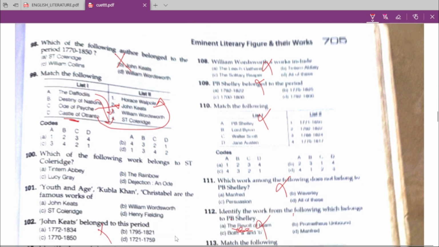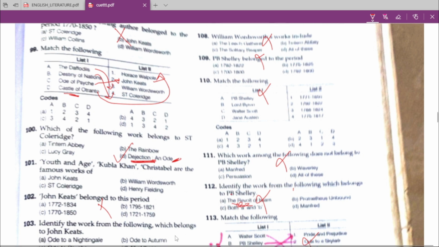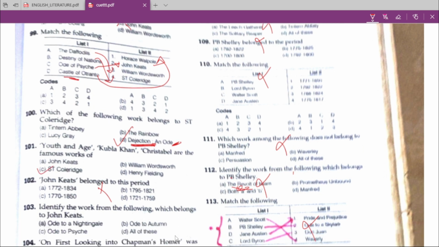Next question. Which of the following works belongs to S.T. Coleridge: Tintern Abbey, Lucy Gray, The Rainbow, Dejection: An Ode. That is Dejection: An Ode. Dejection: An Ode was written by S.T. Coleridge. Next question. Youth and Age, Kubla Khan, Christabel are the famous works of S.T. Coleridge. Youth and Age, Kubla Khan, Christabel are the famous works written by S.T. Coleridge.